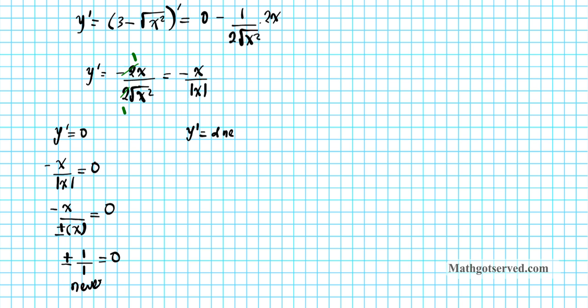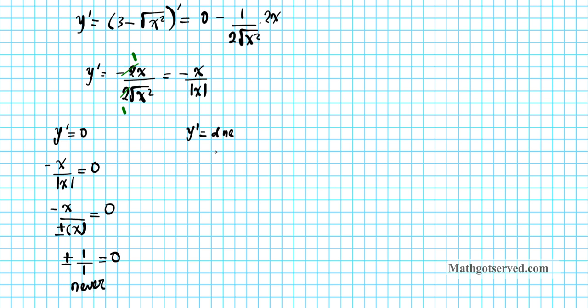So what does it tell me? It tells me that this function never has a horizontal tangent. The derivative never attains a value of 0. This equation right here has no solution. All right, how about, is it possible that the derivative does not exist?